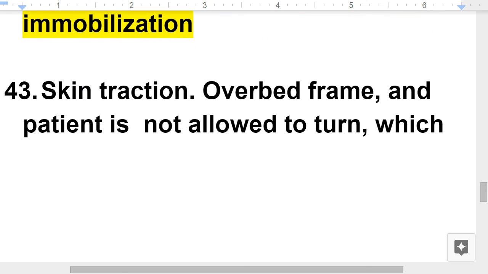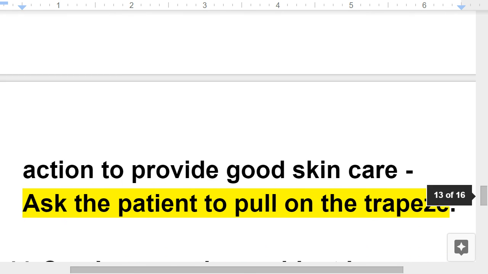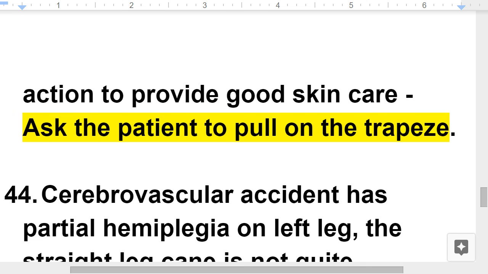Skin traction is over the bed frame, and the patient is not allowed to turn, which is actually to provide good skin care, so there's no injury there in the skin. Ask the patient to pull on the trapeze.